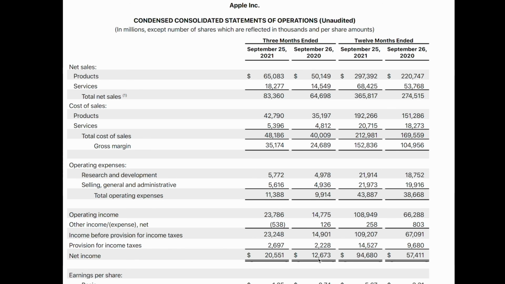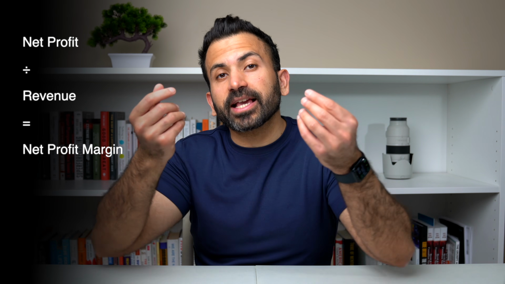So whenever you're looking at a set of financial statements for any public company, if you look at the number at the bottom of the profit and loss statement or income statement, that profit is what you would call net profit or net income. Now, when it comes to calculating the net profit margin of a company, the calculation is actually quite simple. You take net income or net profit at the bottom of the income statement, and then you divide that number by the company's revenue. That will give you a percentage. And that percentage is your net profit margin or net income margin.